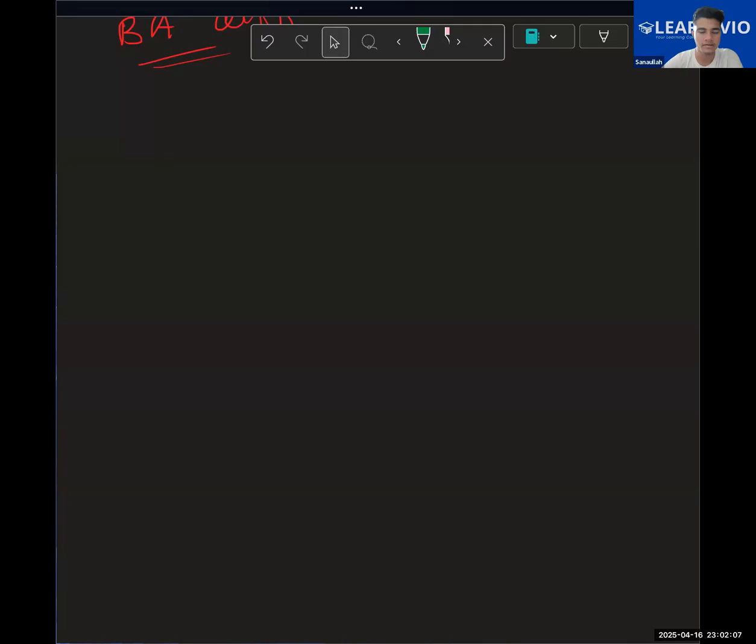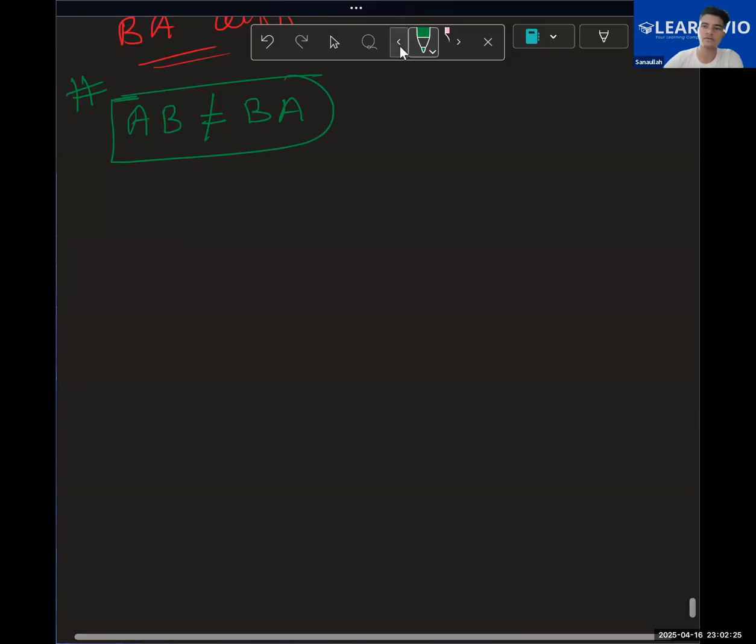अच्छा हाँ देखो, मैं आपको एक एग्जाम क्वेश्चन बता रहा था. Let me tell you that AB is not equal to BA in matrices. This is important. You can't write AB equals BA. Understood? So based on this, we have an exam question.